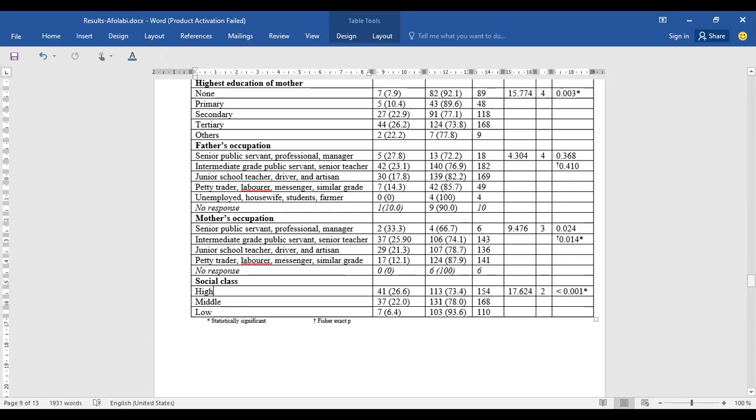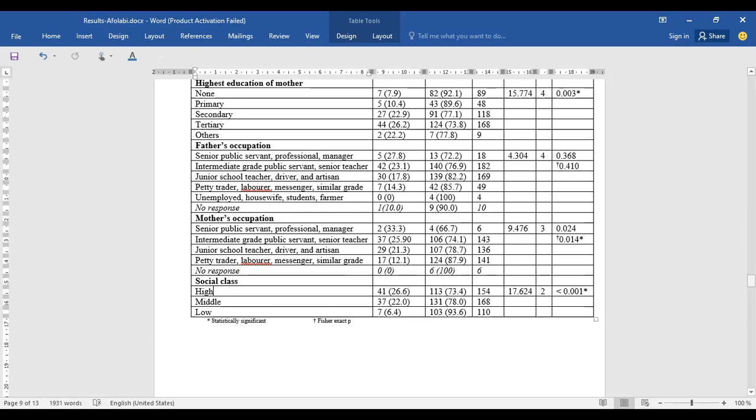So, sir, the simple logistic and multiple logistic, in this case now, sorry for my ignorance. Why?